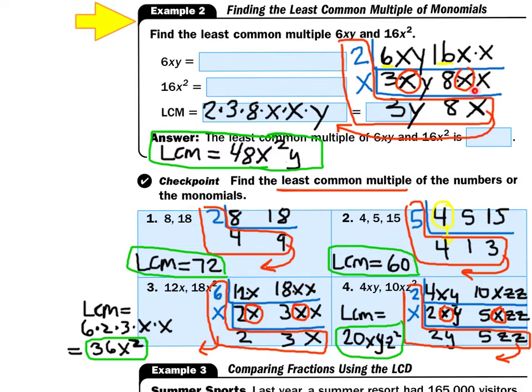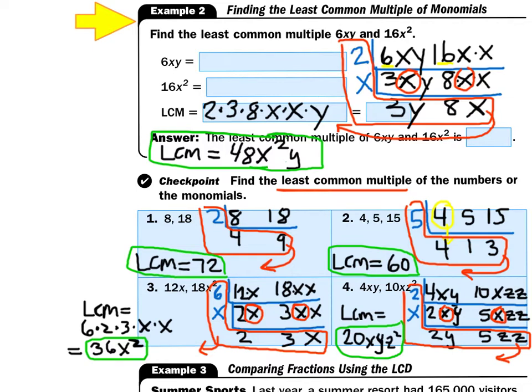So I see they both have an x, so I circle an x, I bring it out here, and then I divide, which means I drop down anything that doesn't have a circle. So I drop the 3 down, drop the y down, drop the x down, drop the 8 down and the x down. Now remember, to get the LCM, you grab the greatest common factor and the bottom layer of the birthday cake. So I put all the numbers together.